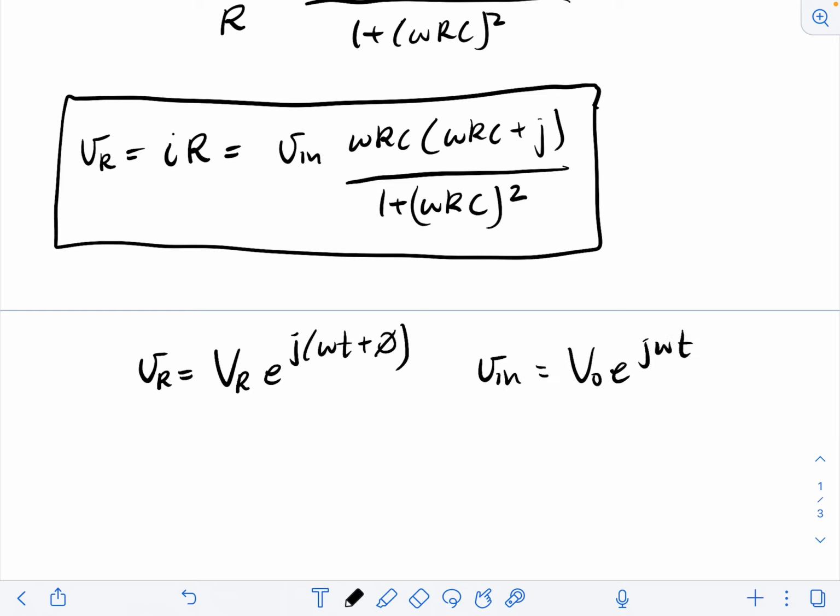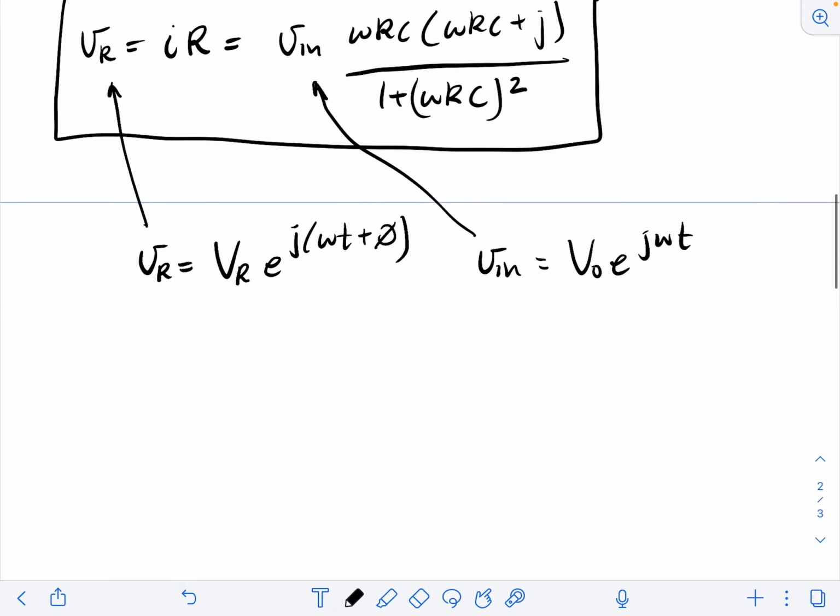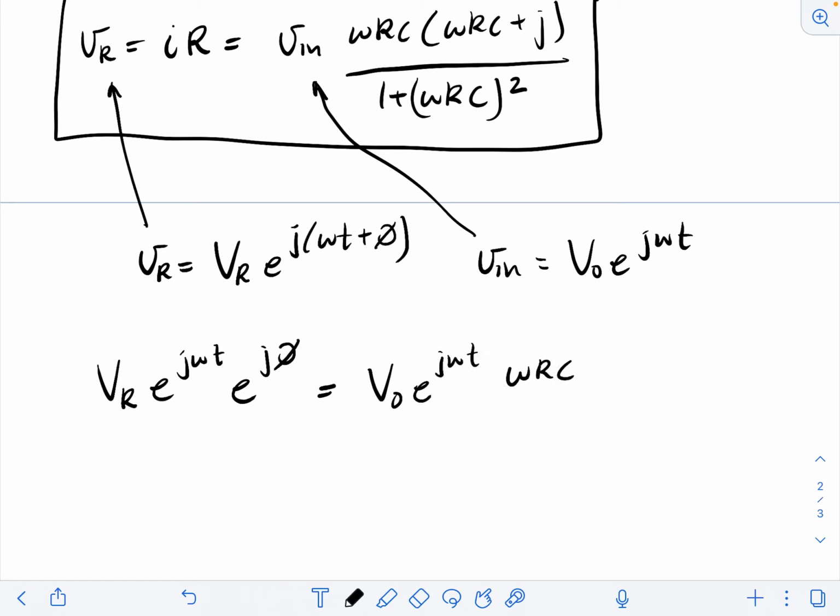So I'm going to substitute those expressions into here, and so we'll have that the voltage of the resistor is an amplitude e to the j omega t, and I'm going to write this as a product of exponentials, is equal to the input voltage, which is an amplitude e to the j omega t, and then we have (omega RC plus j) over the square root of 1 plus (omega RC) squared. Okay, so a nice thing happens.